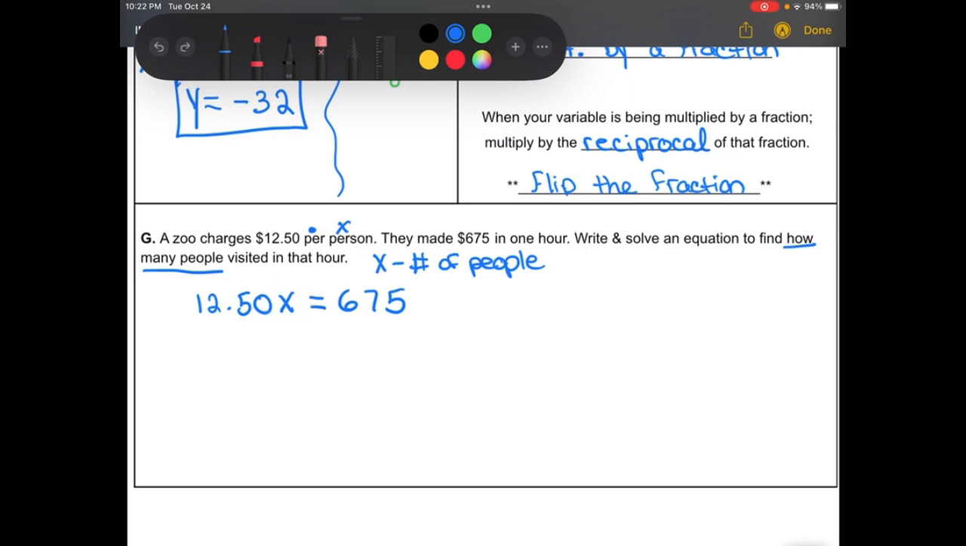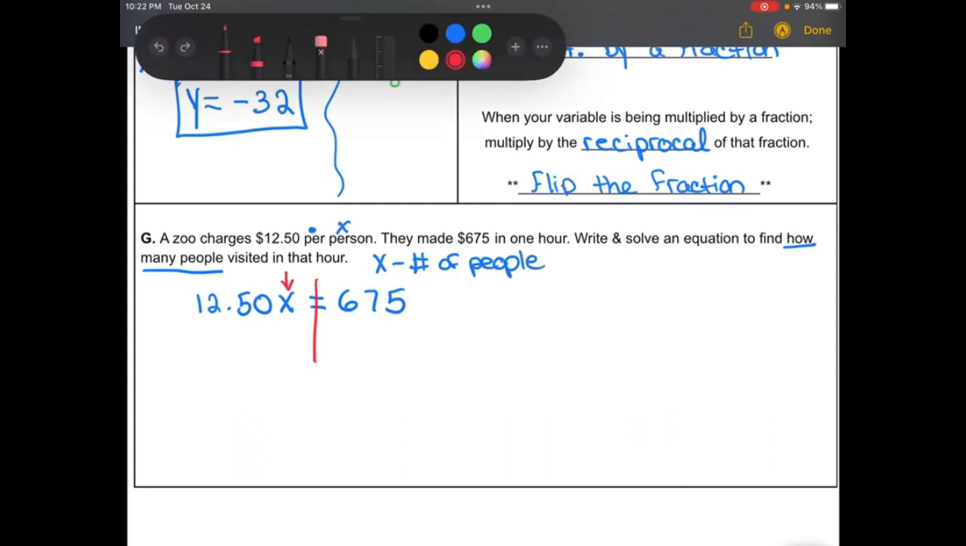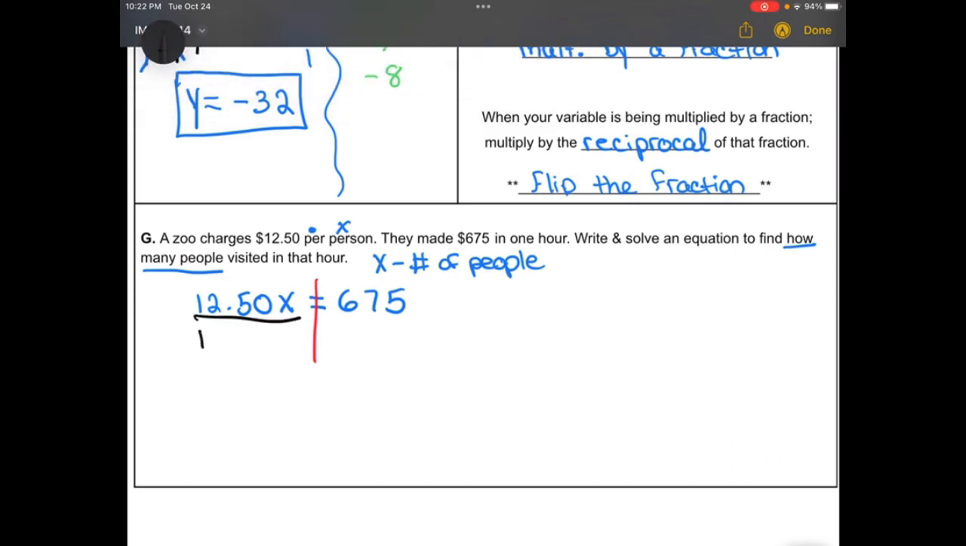So now I'm going to solve this equation and ask myself the same questions. What is happening to the variable? Here's my variable. They're being multiplied. So in order to get my variable by itself and solve for the number of people, I need to divide by $12.50. What you do to one side, you have to do to the other side.